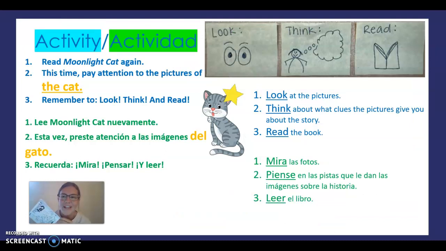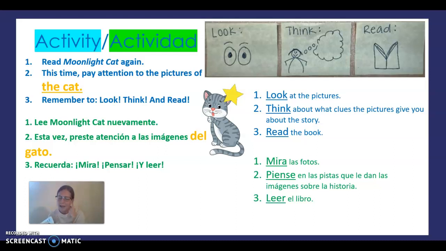a little bit different. You're going to only pay attention to what the cat is doing in the story, because the story is called Moonlight Cat, right? So we need to know what's up with this cat. What is he doing? What's happening with him? How is he feeling? And why is he doing what he's doing? So you're going to read through Moonlight Cat again. And this time you're going to pay super close attention.